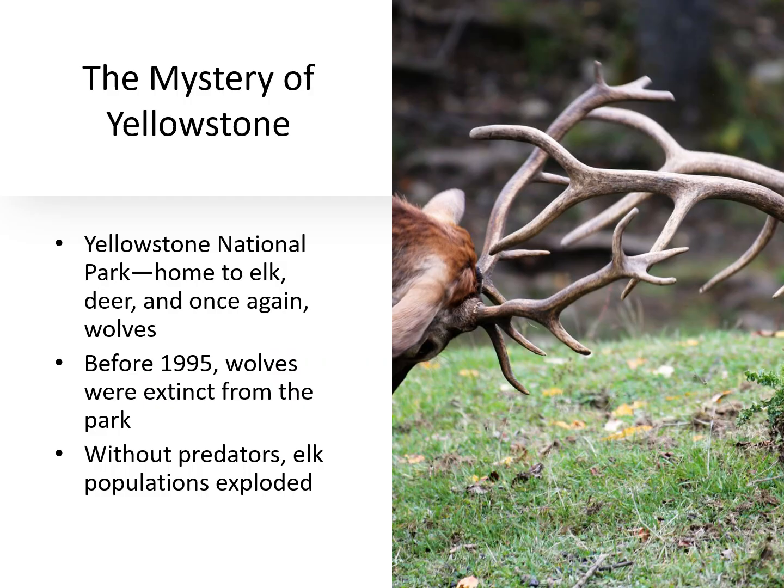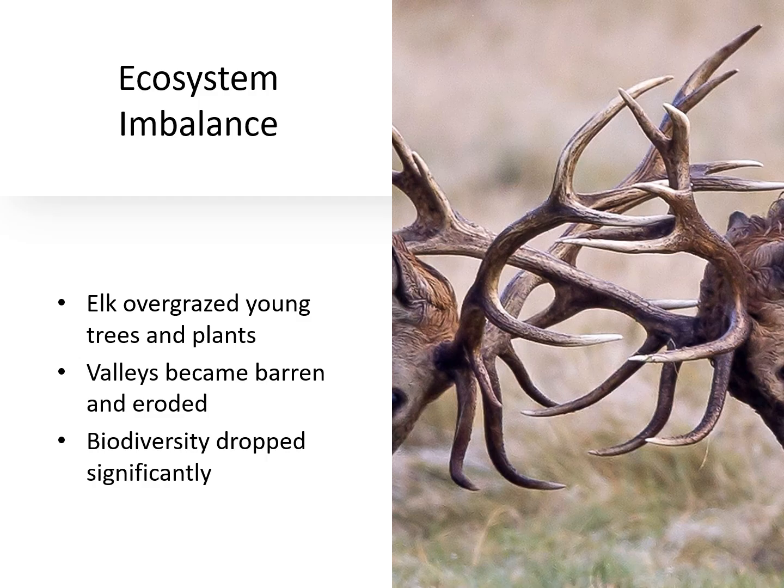So our story begins in Yellowstone National Park, which is a vast ecosystem once full of wolves, elk and deer. But by the early 1900s, wolves had been completely wiped out due to hunting and human expansion. Without their natural predators, elk populations grew unchecked. They overgrazed young trees and plants, setting off a chain reaction that would change the park's ecology for decades.